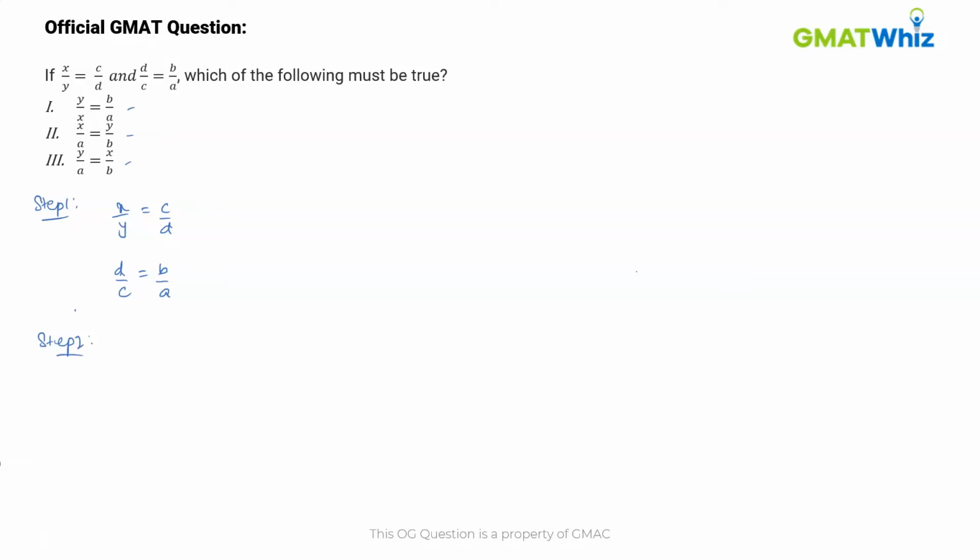Now in step 2, we can write this equation as it is, which is x by y equal to c by d. Now the second equation can be written as c by d equal to a by b. Now we can combine these two equations to get one single equation as x by y equal to c by d is equal to a by b. Using this equation, we can equate any of the fractions and get the required answer.